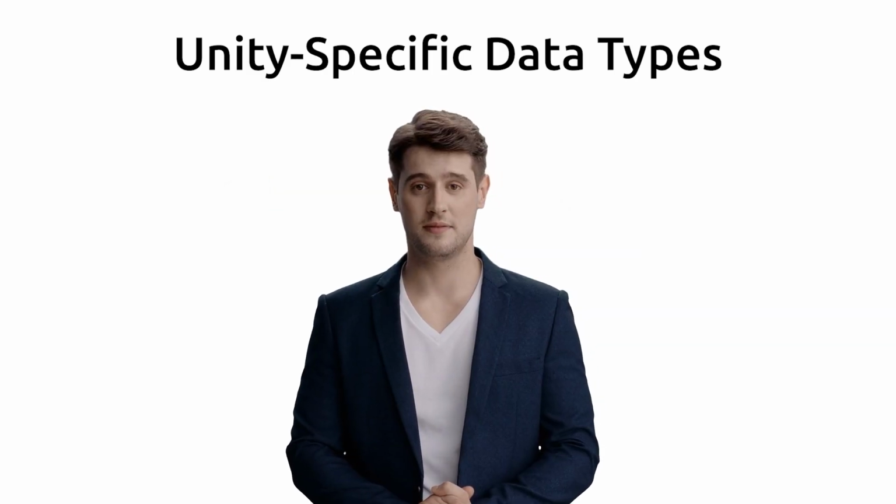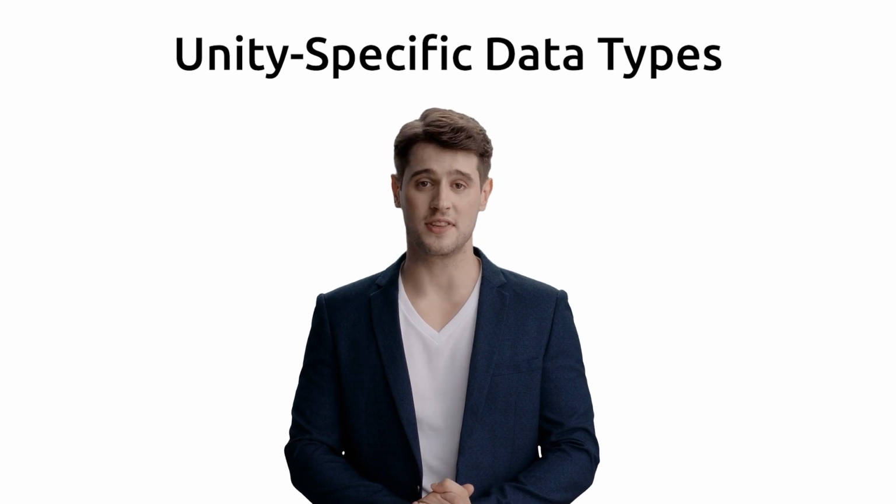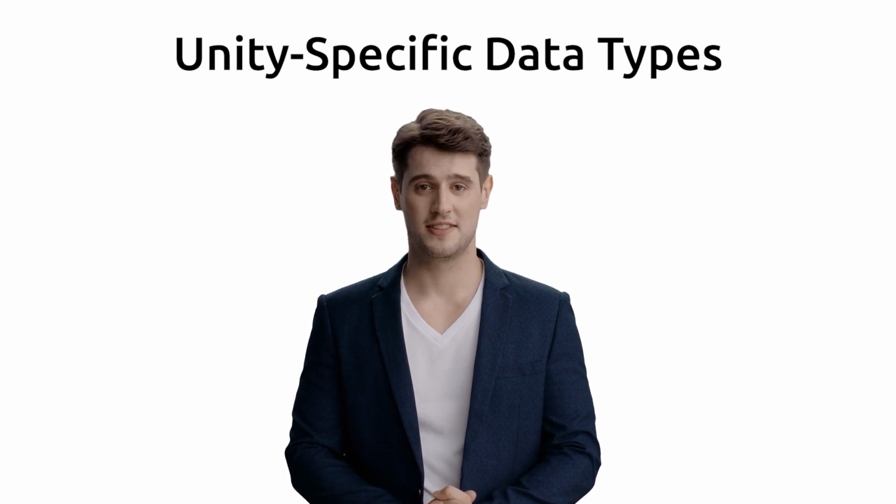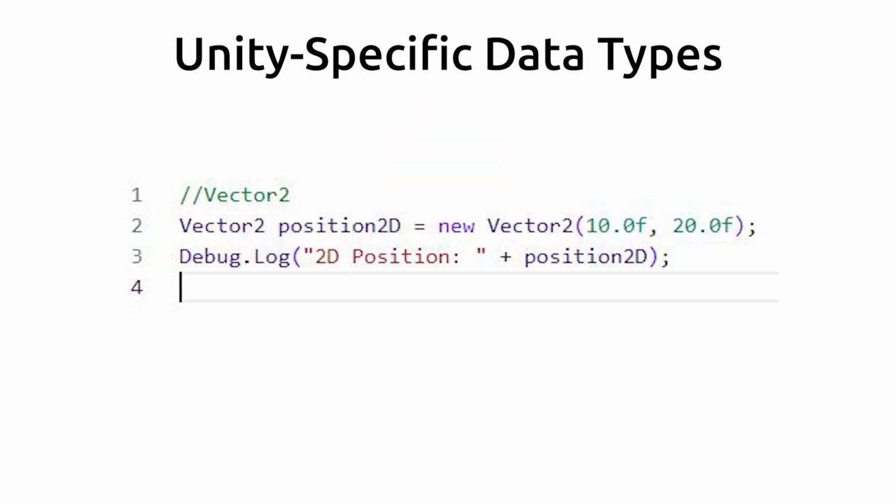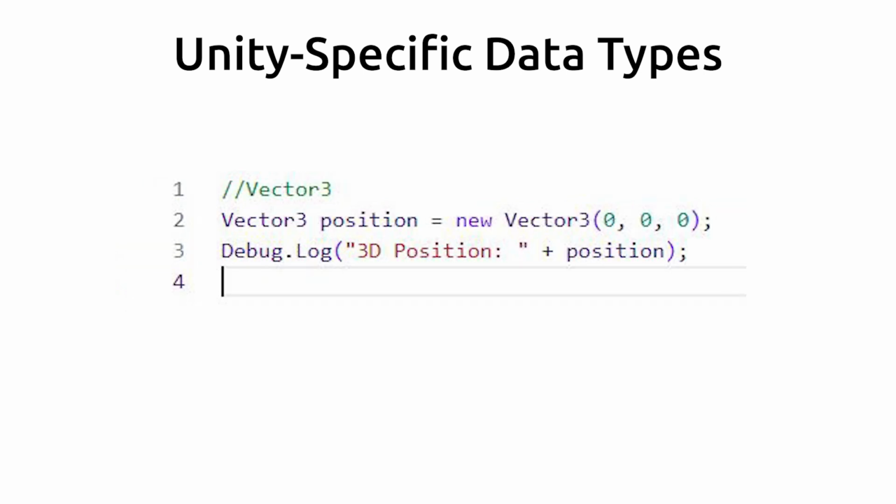Unity-specific data types. Unity adds several custom types that are essential for working with objects and components in the game engine. Vector2 represents a 2D vector with X and Y components. Example, Vector2 position = new Vector2(10.0f, 20.0f). Vector3 stores three components. Example, Vector3 velocity = new Vector3(0, 0, 0).